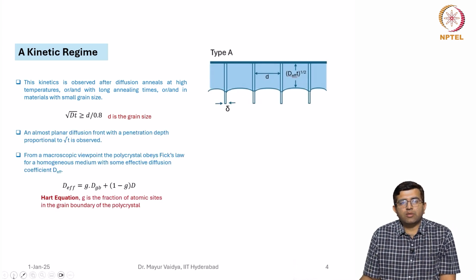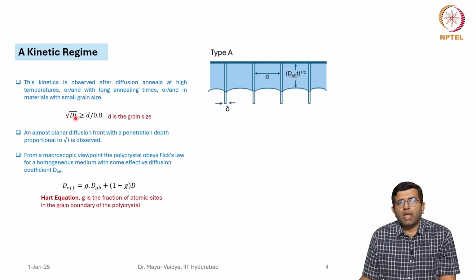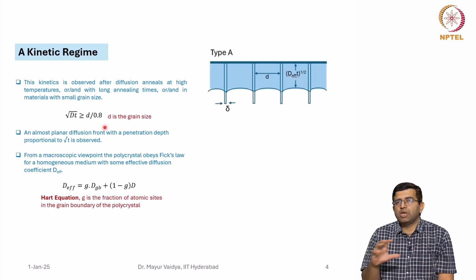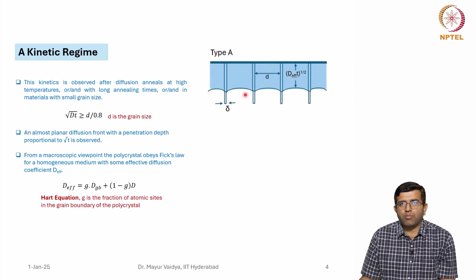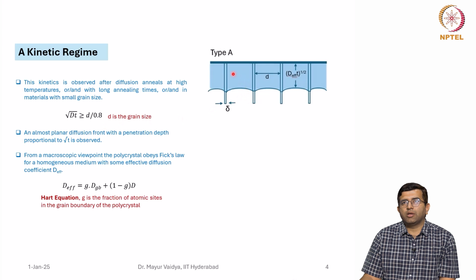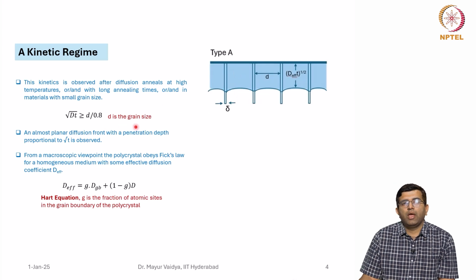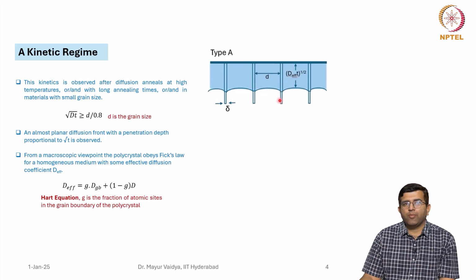So, this basically happens when your grain sizes are very small compared to your diffusion depth. So, root Dt is greater than or equal to d by 0.8. This is an empirical relation which is generally found to be applicable when the A kinetic regime holds. You see that almost a planar diffusion front is observed with the depth varying as root t.